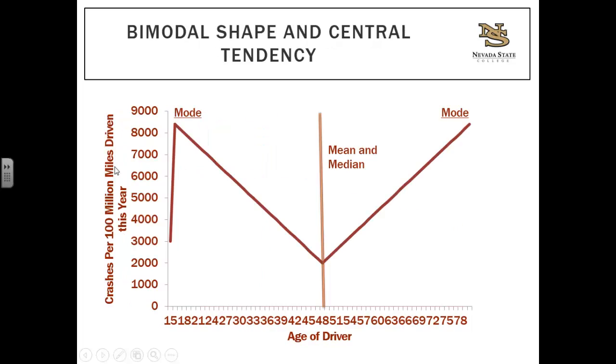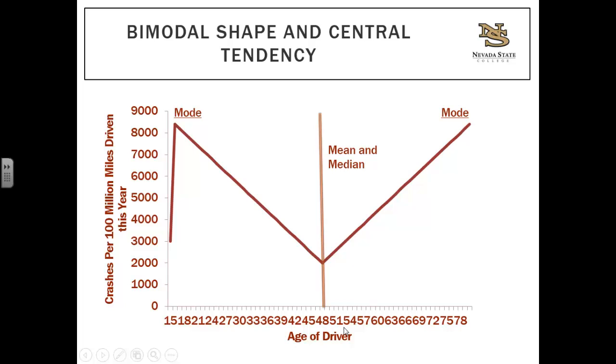So once you control for how much they're driving, you can see that the older and the younger folks tend to get into accidents more often than people who are middle-aged. Now think about it. If you have this bimodal distribution and you said, oh, the mean age of driver who's having an accident once you control for miles driven is 48.